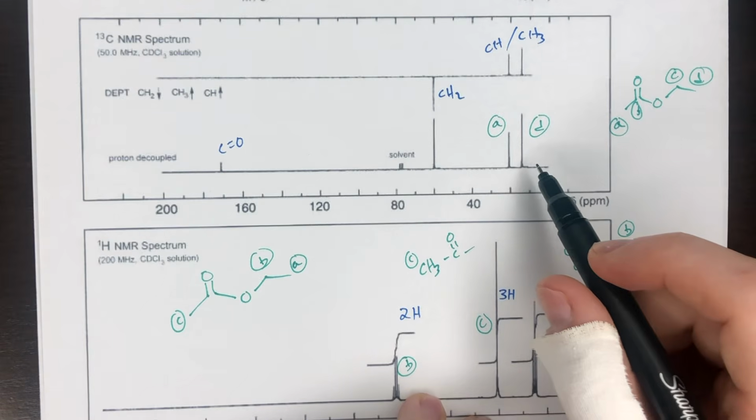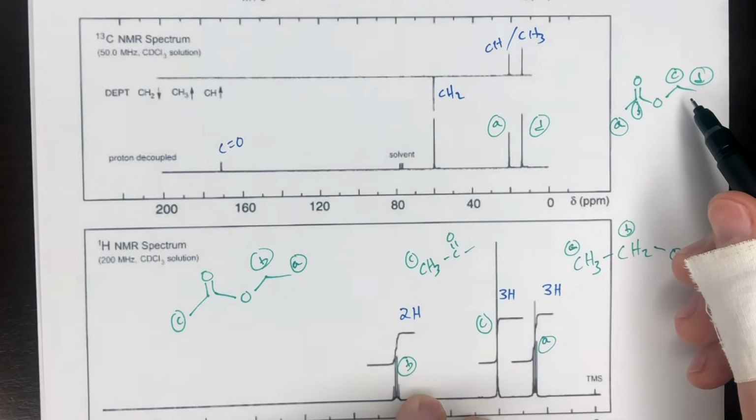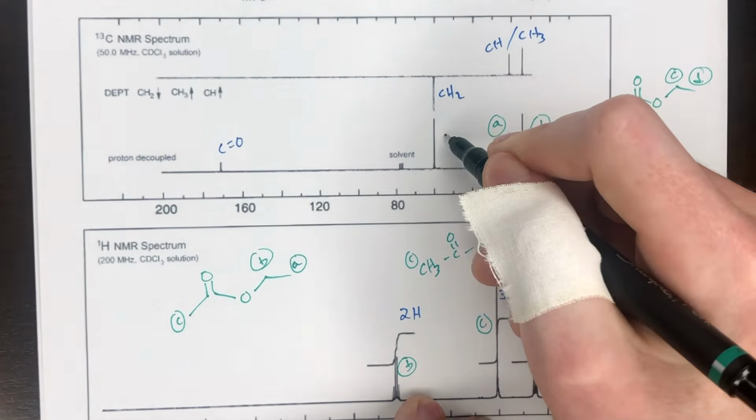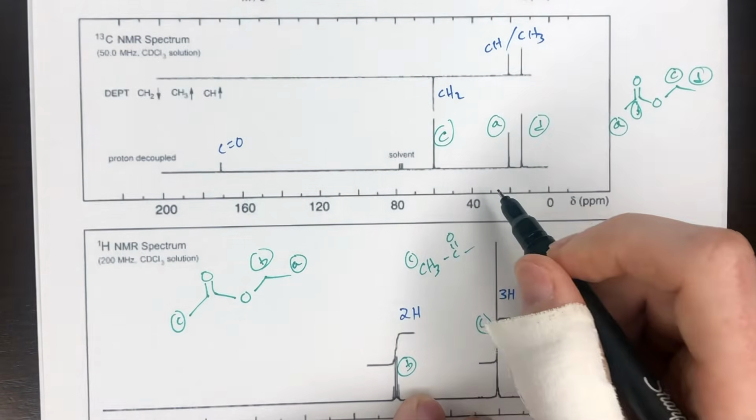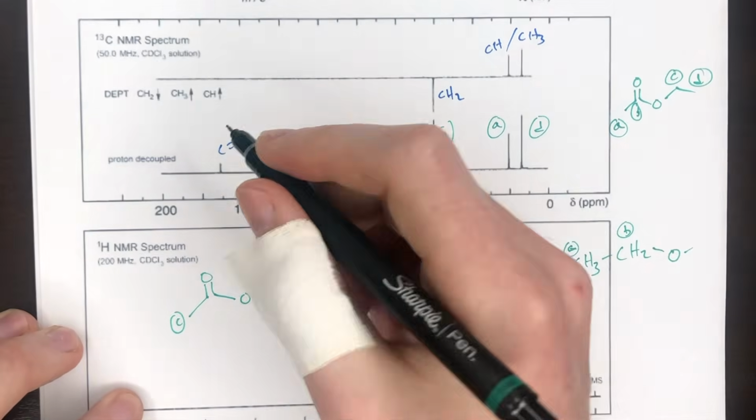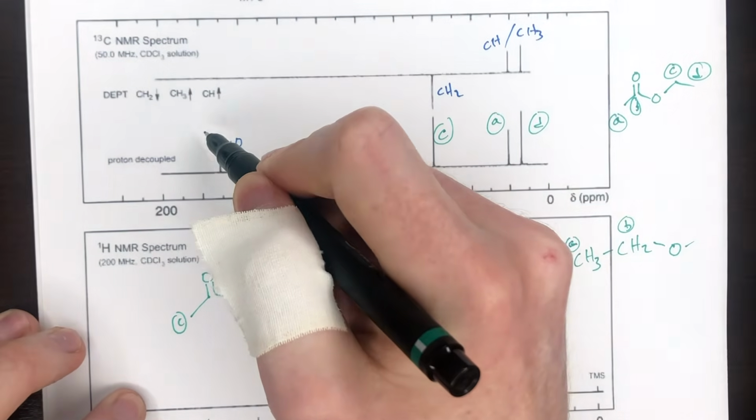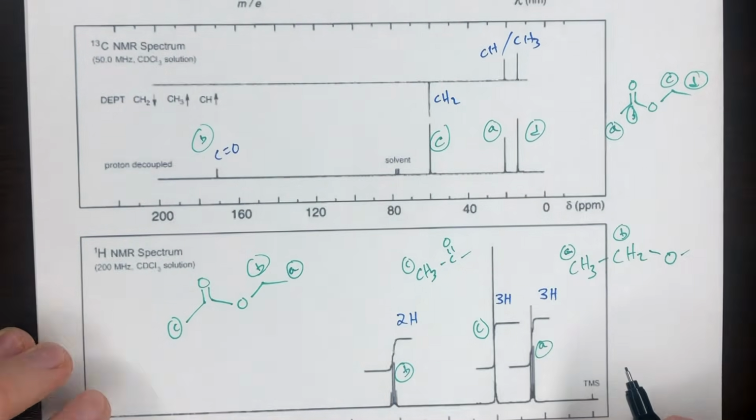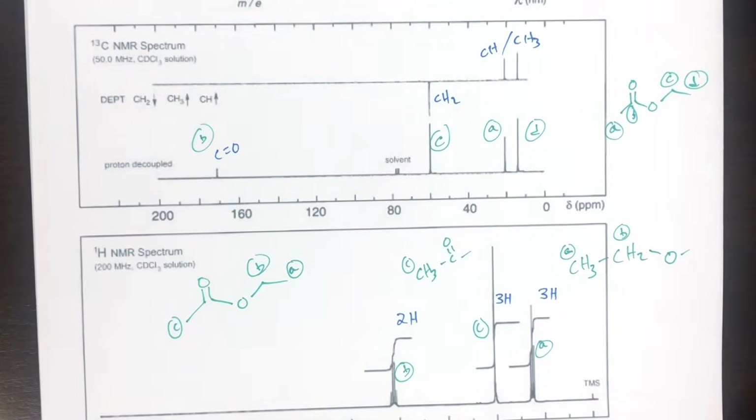And then C here is a CH2 that's bound to the oxygen, which is going to be much more deshielded than either A or D. And then lastly, you have the carbonyl, which in this indication is B. And that would give you maximum points for this type of question.